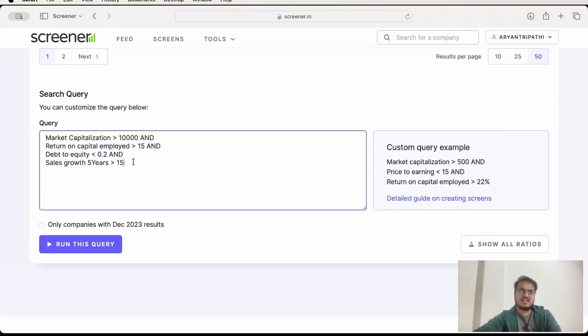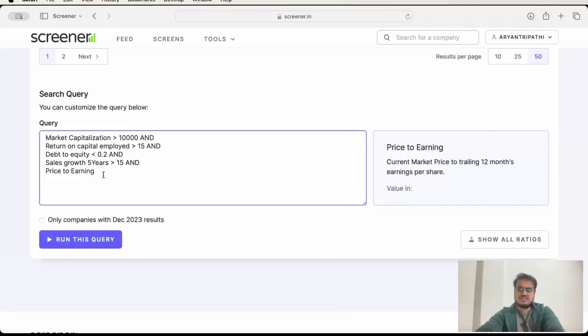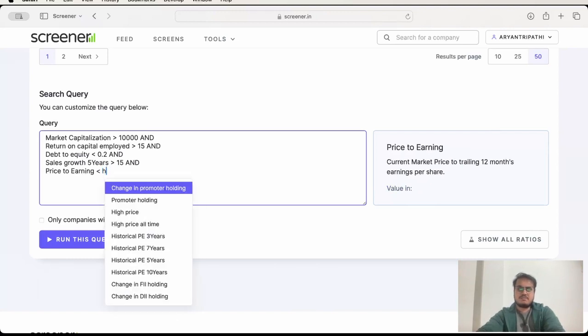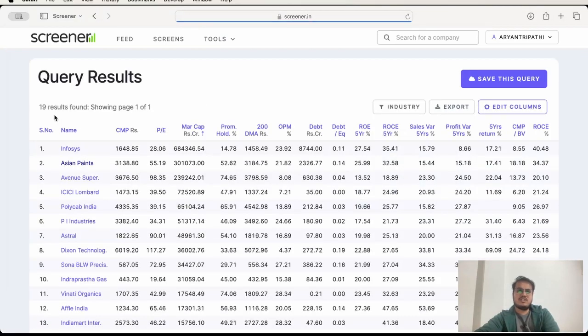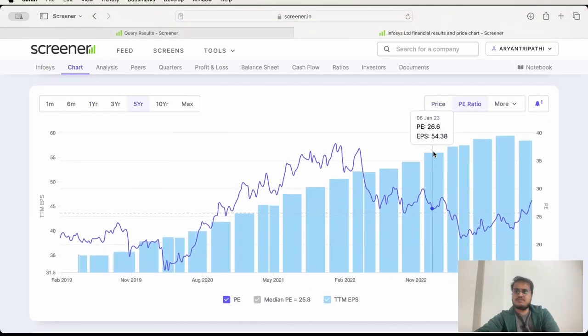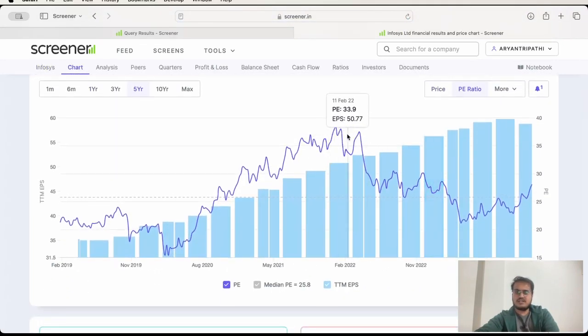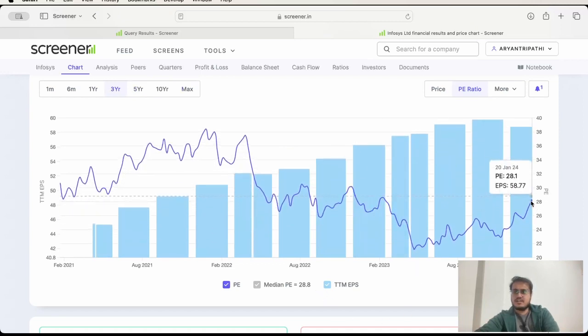I can add more criteria here. For example, since it's swing trading, let's suppose I want to add the P ratio: price to earnings is less than the historical P ratio, historical P of 3 years. If I click on this, you will see only 19 results. If you see Infosys, for example, the P ratio is less than the P ratio of 3 years back. So 3 years back P is 28.8, current P is 28.1. So this P is less than the P 3 years back.